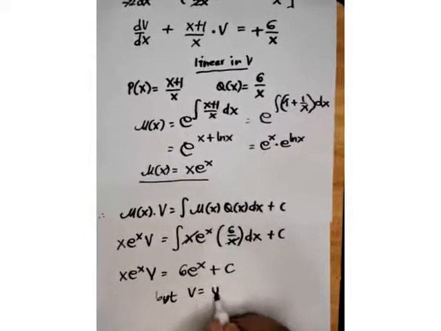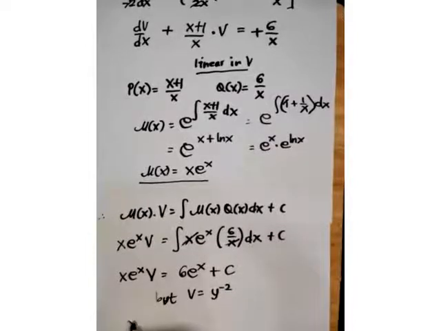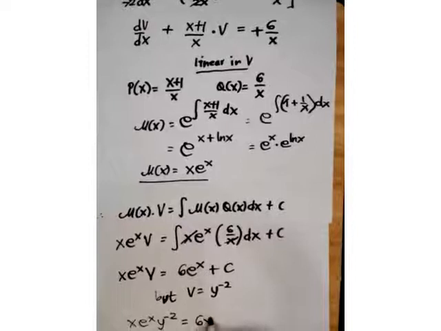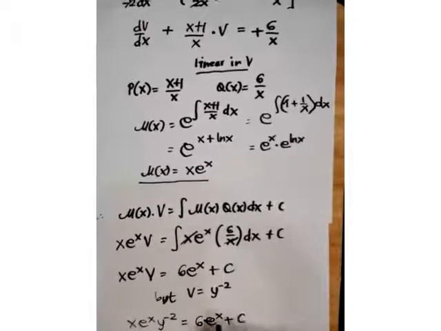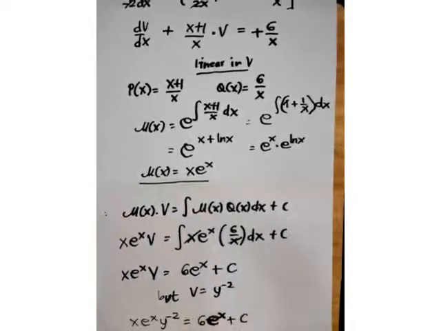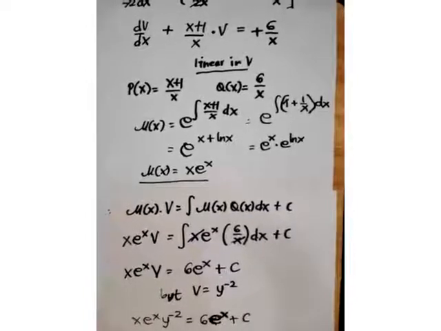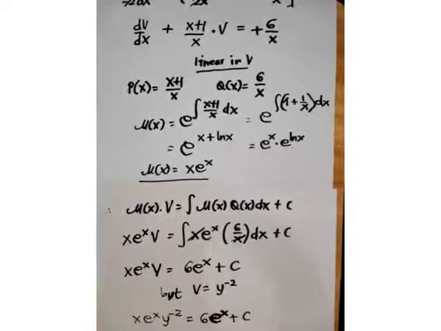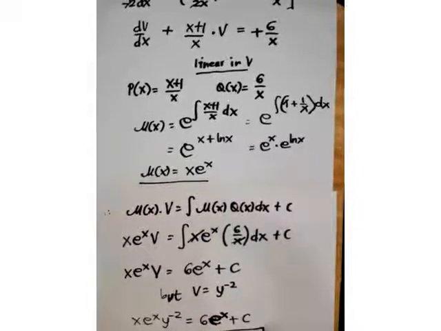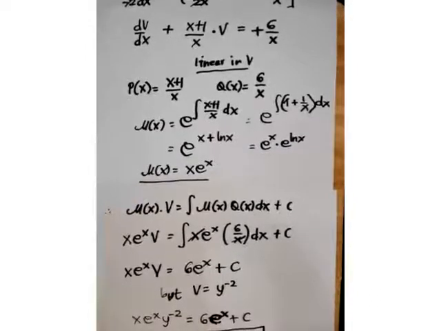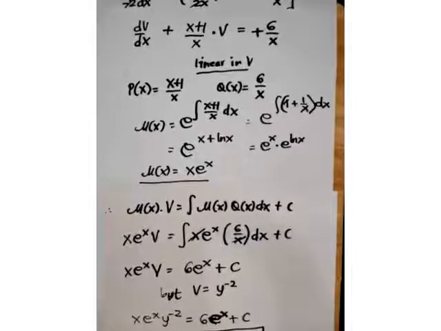Ayan. But v is equal to y raised to negative 2. Substitute nyo lang siya. So x e raised to x, y raised to negative 2 is equal to 6 e raised to x plus c. Ayan. And then transpose na lang natin. So x, y raised to negative 2, e raised to x, minus 6 e raised to x is equal to c. So this is our general solution. Ayan. Okay?